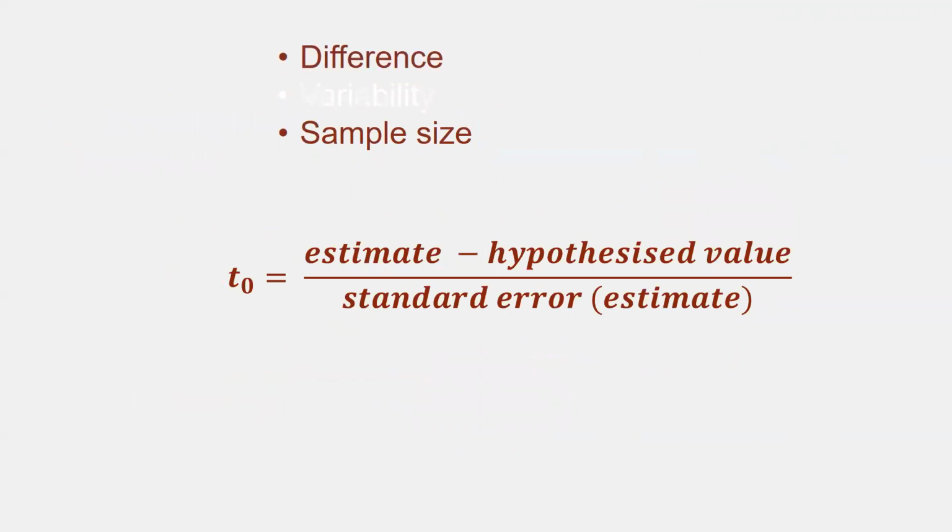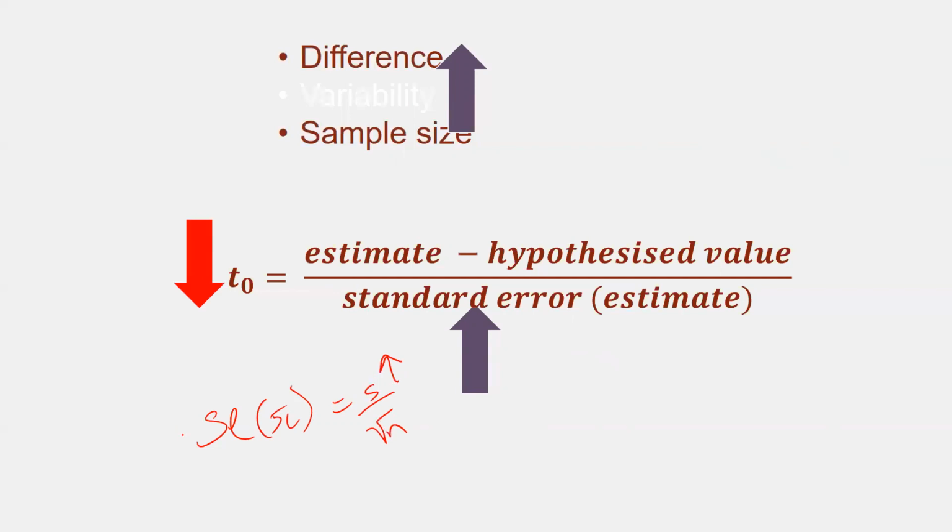Standard error is a little trickier. So for variability, if our variability goes up, and remember, we'll just write this here, X bar would be here. So if our variability goes up, then this is going up. So the standard error goes up. So our test statistic goes down. So more variability, smaller test statistic.